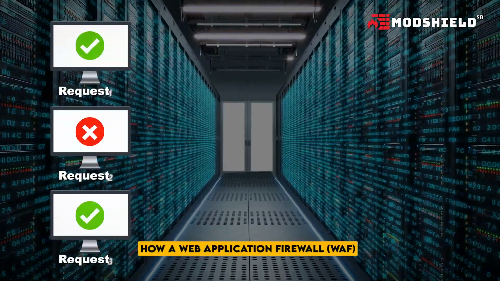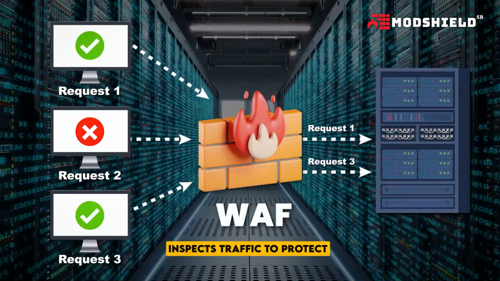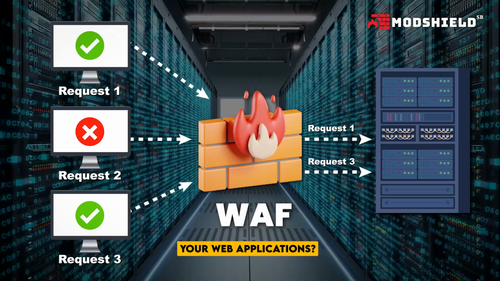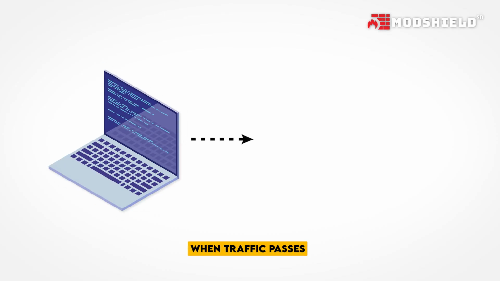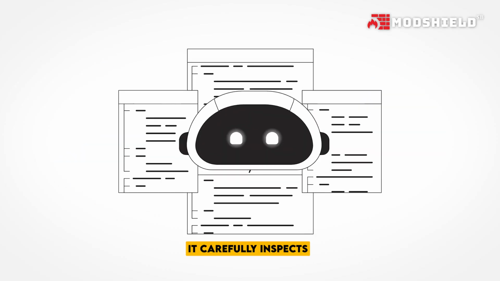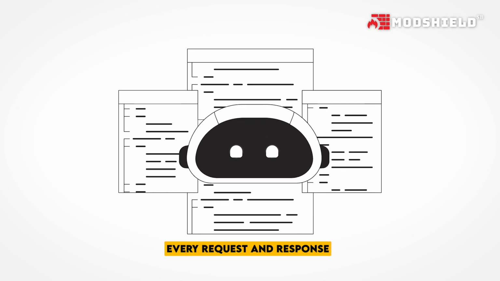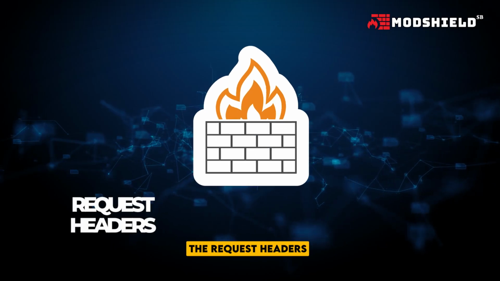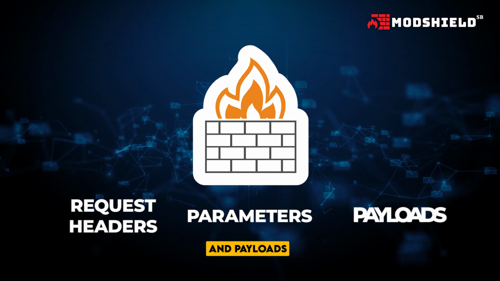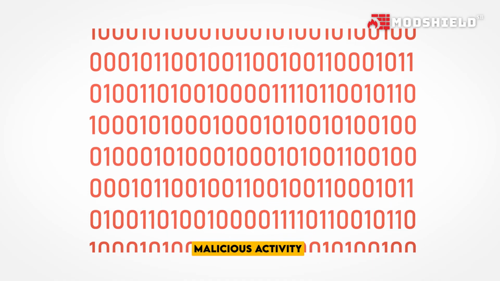Ever wondered how a web application firewall inspects traffic to protect your web applications? Let's find out. When traffic passes through a WAF, it carefully inspects every request and response. The WAF analyzes the request headers, parameters, and payloads, looking for signs of malicious activity.